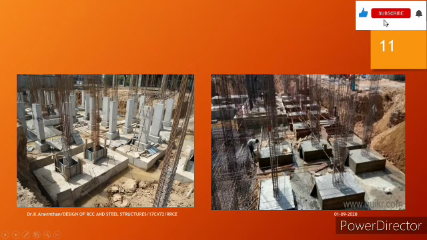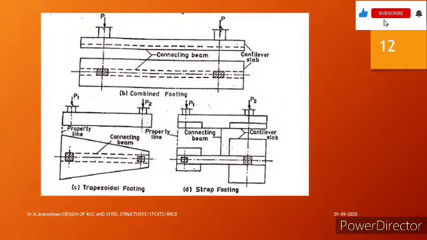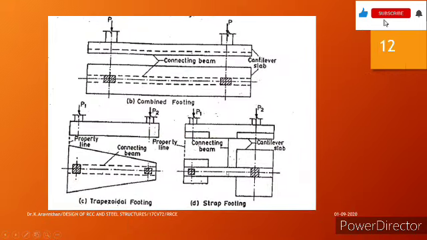And the second type is isolated footing. For each and every column you are having a separate footing. And here you can see a connecting beam. This I want to highlight. There are two columns, that is P1 and P2, and you will have a connecting beam between the two columns. Why? Because if the distance between the two columns is significantly large, then you need a beam to connect the columns.